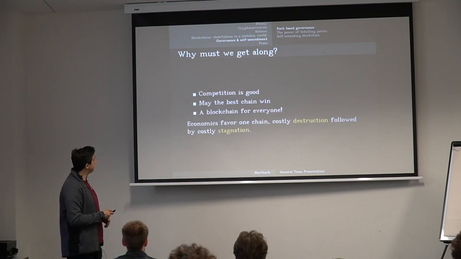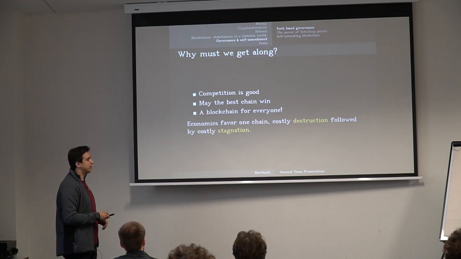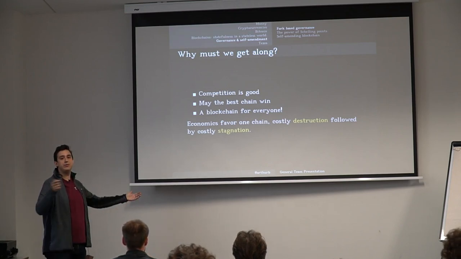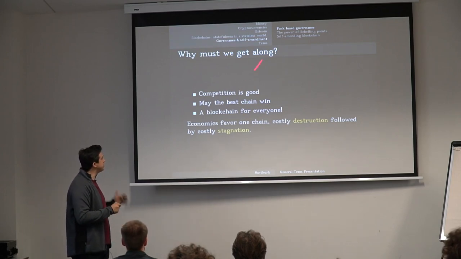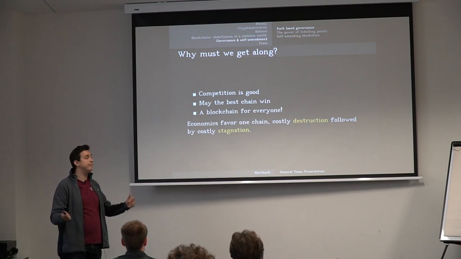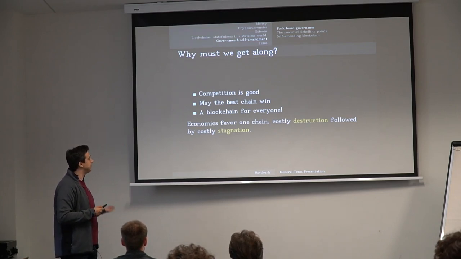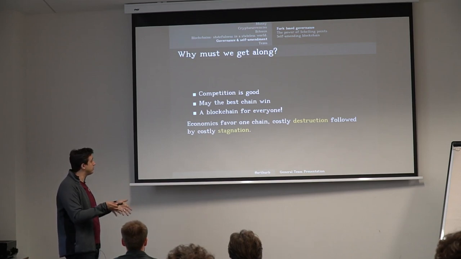So, why does it matter that we agree? Why should we get along? Why not fork? Why not have many, many versions, and everyone who disagrees gets his own fork? Competition is good. The best chain will win. We'll get a blockchain for everyone. And the problem is that the economics favor one chain. It's just more economical to have one token on one chain.